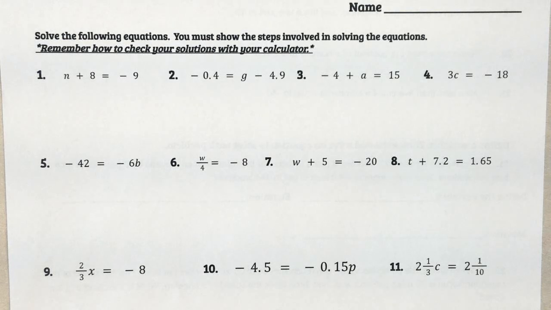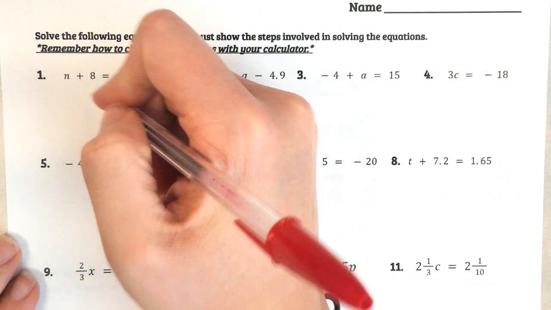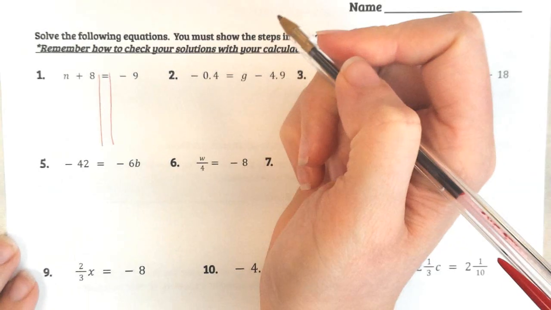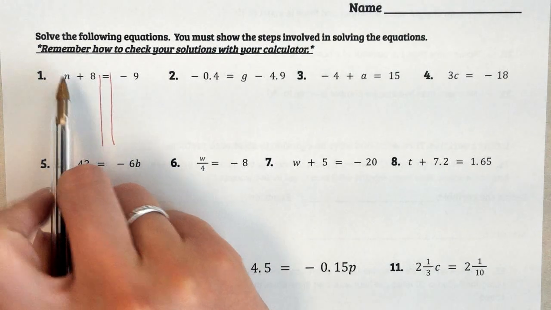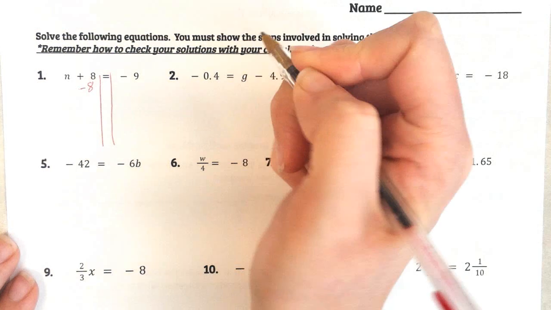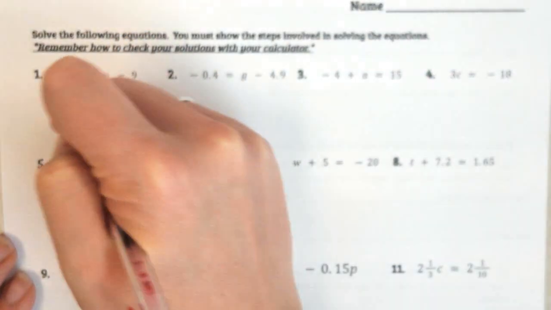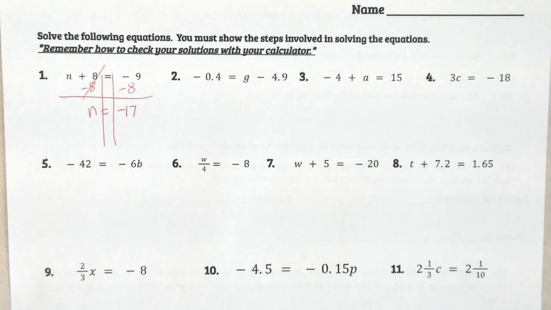Alright, so we're going to go through the review, make sure you are checking things as you are going. So you have your railroad tracks on the first one. We always move our constant first, keep that variable over there, so the opposite of adding 8 would be subtracting 8. I do that on both sides. I bring down what's left on the left side. Negative 9 minus 8 would give me negative 17. So I have n is equal to negative 17.